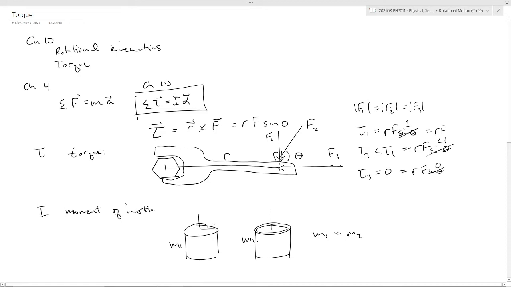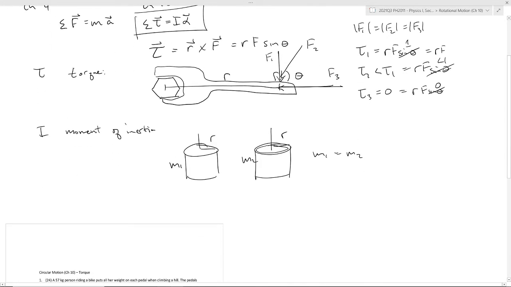And they have the same radius here. This first example, the cylinder has a moment of inertia of 1/2 mr squared, while the tube would have a moment of inertia of mr squared. The main reason I'm showing you this is that this is not the same as this. So I1 is not the same as I2. So not only does it depend on the mass, it depends on how it's organized.